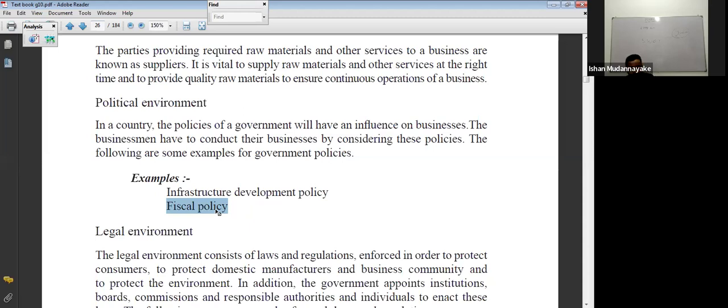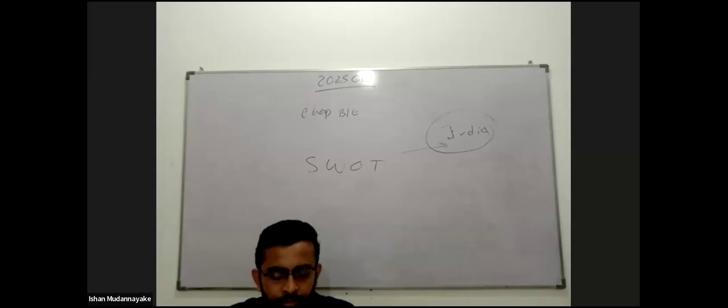In September and October, the finance minister presents the budget to the parliament. That is my fiscal policy, budgetary policy. Right. Now here, the answer is 2.